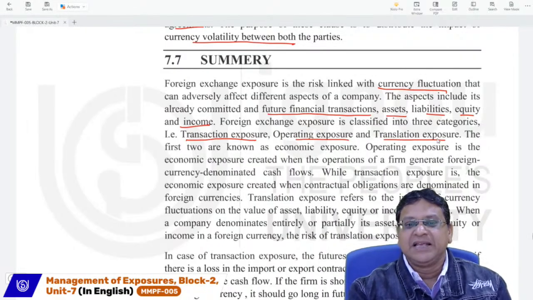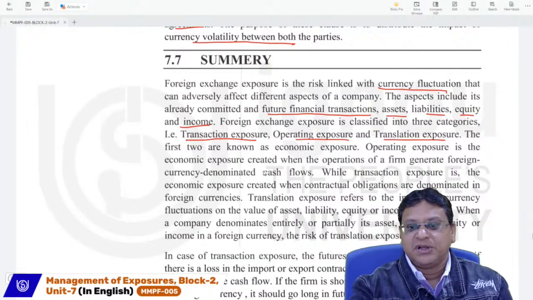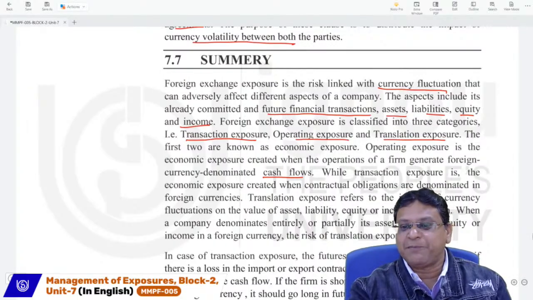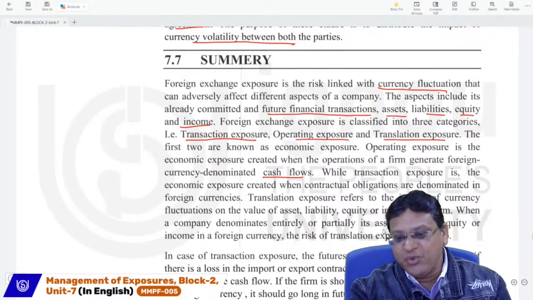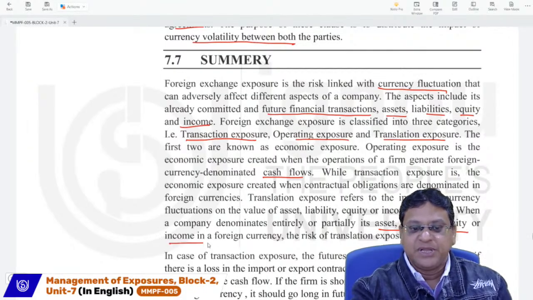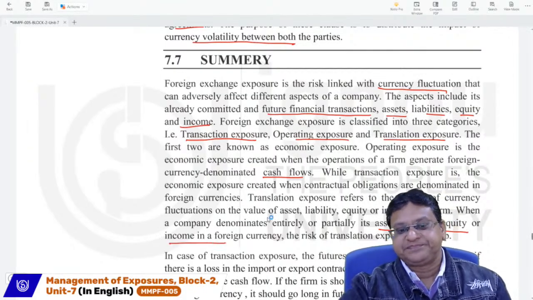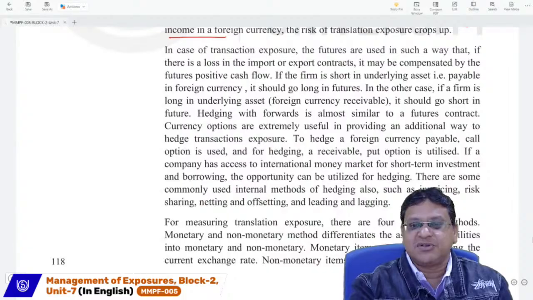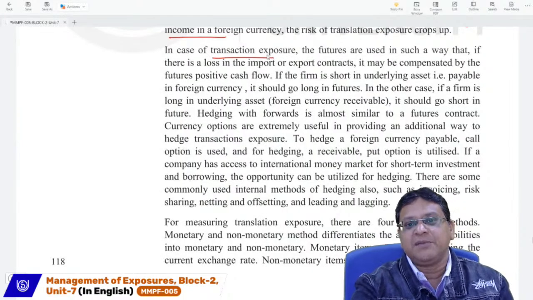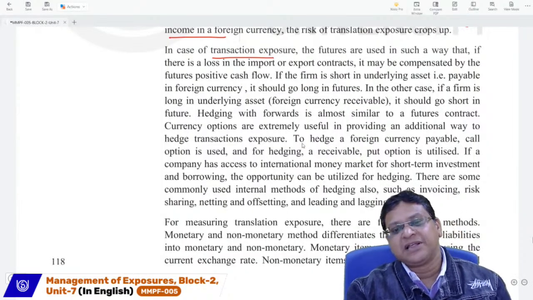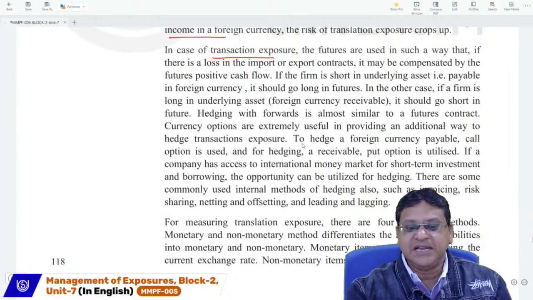They affect the cash flows of the business. But translation exposure is an accounting exposure. It does not affect the cash flows of the business. Rather, it affects the valuation of the business. It affects the asset value, liability value, equity value, income value of the business. Next, we have discussed what are the techniques of managing transaction exposure. There are two techniques: with the help of derivatives, derivative hedging techniques, and with the help of money market, you can hedge it, that is money market hedging techniques.